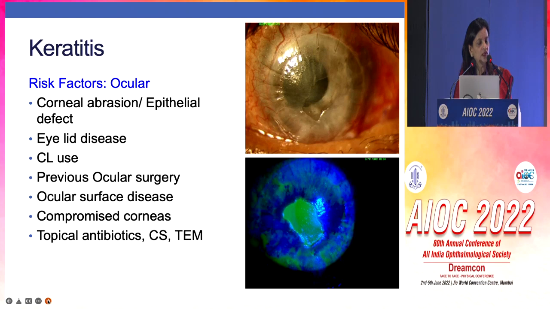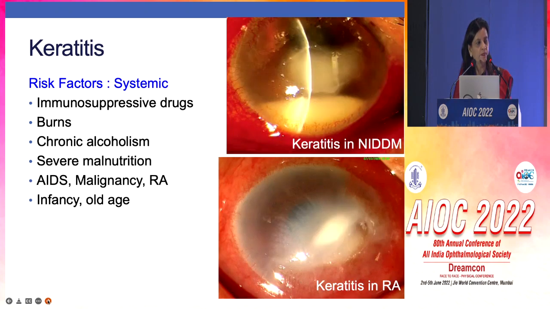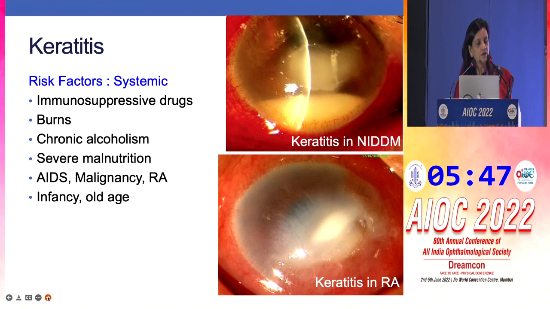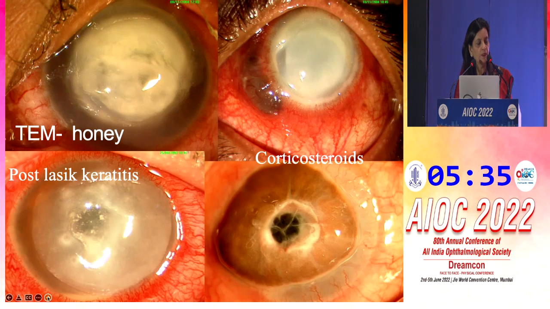Now, the risk factors could be ocular, such as corneal abrasion, eyelid disease, contact lens use, prior ocular surgery or ocular surface disease, compromised corneas, or injudicious use of topical antibiotics, steroids, or traditional eye medicine. The risk factors could be systemic, which would be immunosuppressive drugs, burns, chronic alcoholism, severe malnutrition, AIDS, malignancy, and rheumatoid arthritis, and even extremes of age such as infancy and old age.